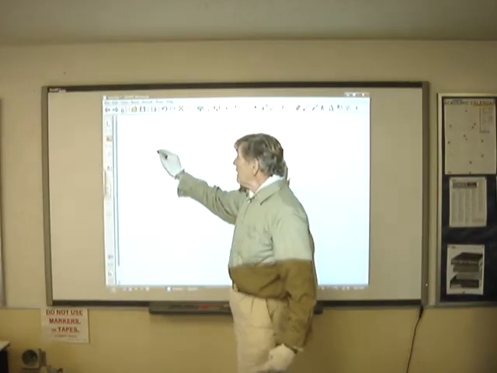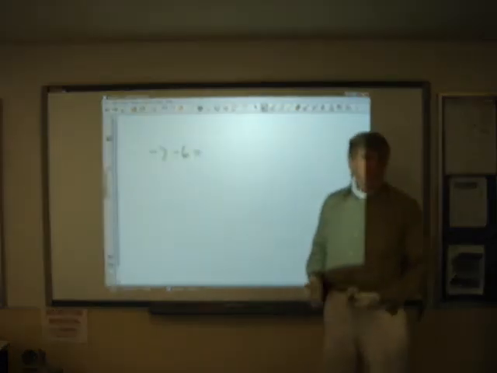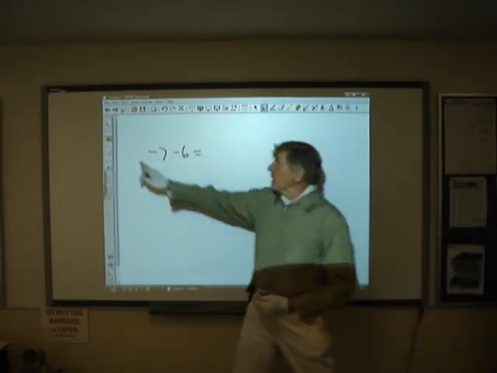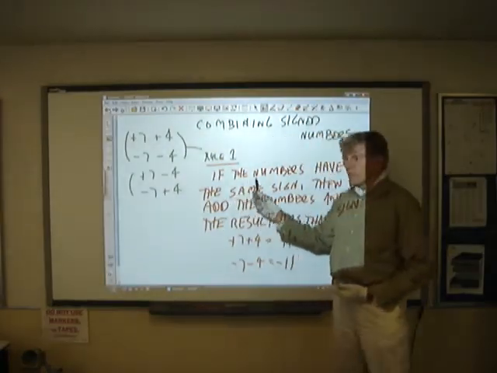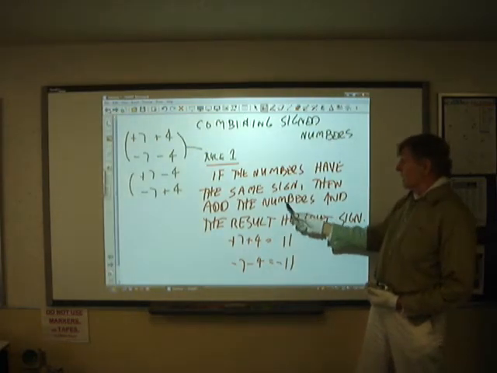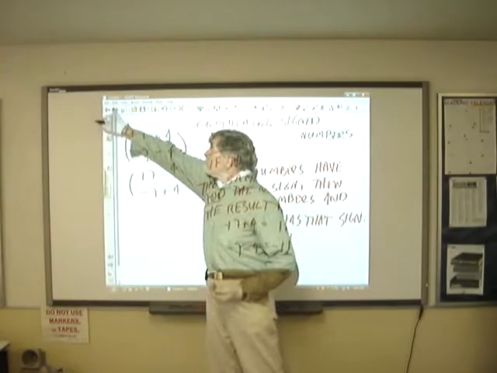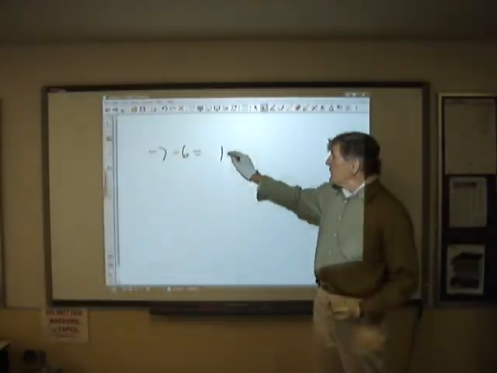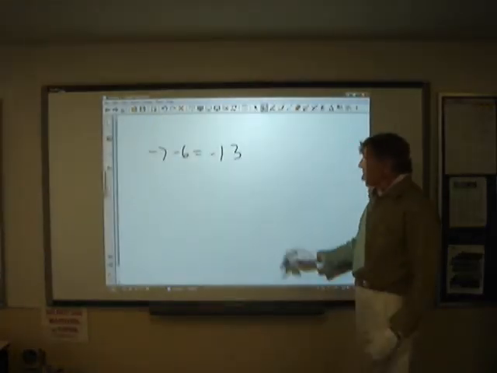Suppose that we have a minus 7, minus 6. Does Rule 1 or Rule 2 apply? The numbers have the same sign, so Rule 1 applies. To remind ourselves, Rule 1 is that if the numbers have the same sign, then add the numbers and the answer has that sign. So the numbers have the same sign, so we're to add the numbers and the answer has that sign.